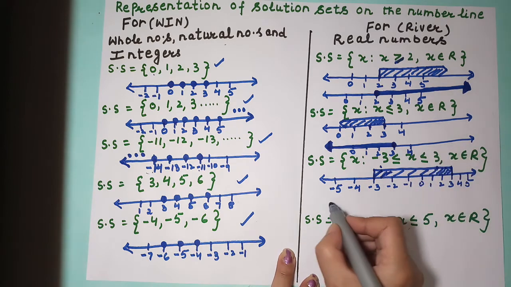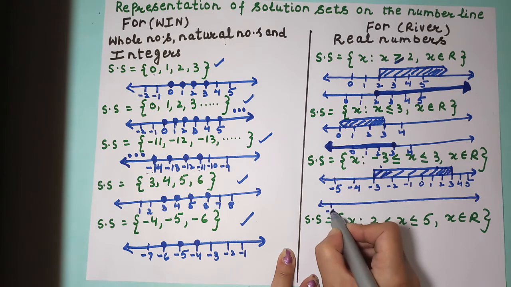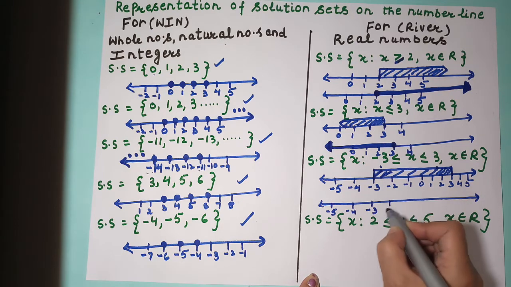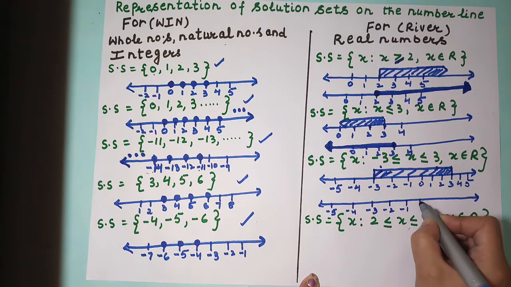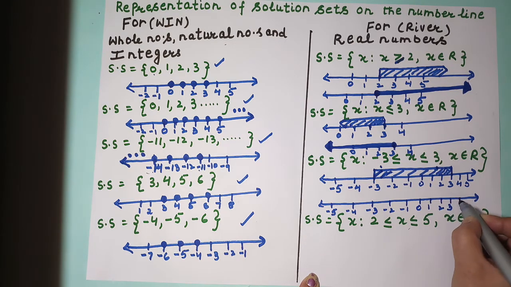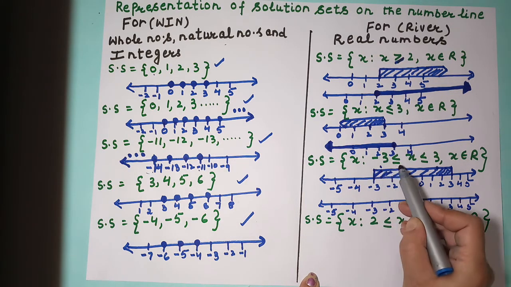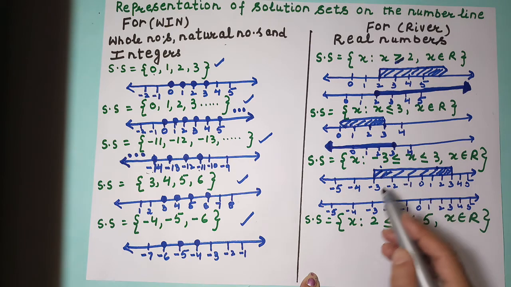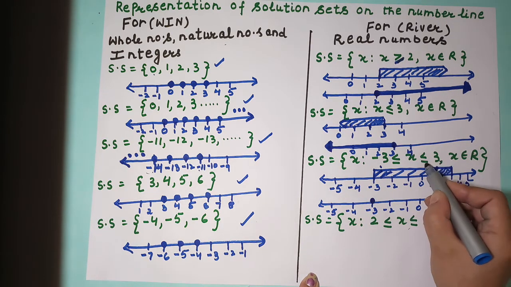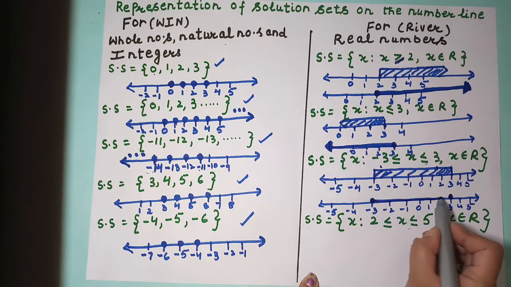Now another way of representing this is that -5, this is -4, this is -3, -2, -1, 0, 1, 2, 3, 4 and 5. So your starting point is -3. Equality sign is also there. You will go to 3, place a dark circle over there. Ending point is 3. Equality sign is there. Go to 3. Place a dark circle and darken this portion in between.